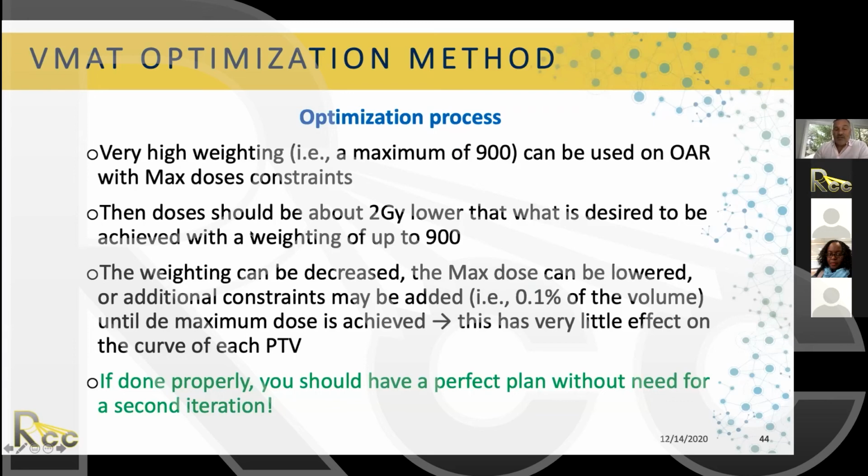The dose should be about 2 Gy lower than what is desired to be achieved, with a weighting of approximately 900. And the weighting can be decreased. The max dose can be raised, or you can put an additional constraint, like for example, instead of 0% of the volume, you can use 0.1% of the volume or 0.2% of the volume. But that's if you cannot achieve the max dose as it was. If all this is done properly, you should have a perfect plan without the need of a second iteration.